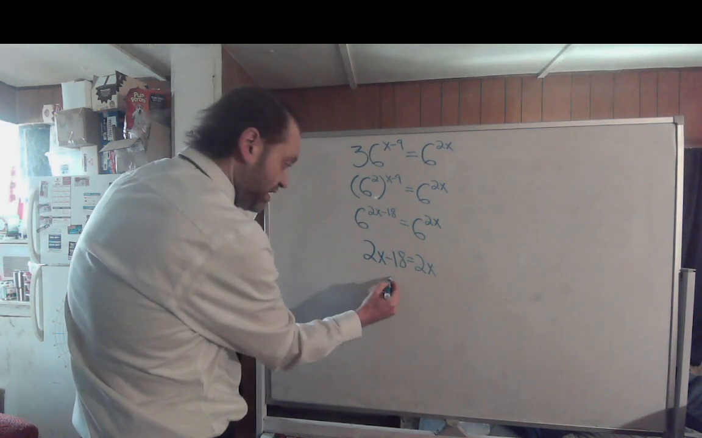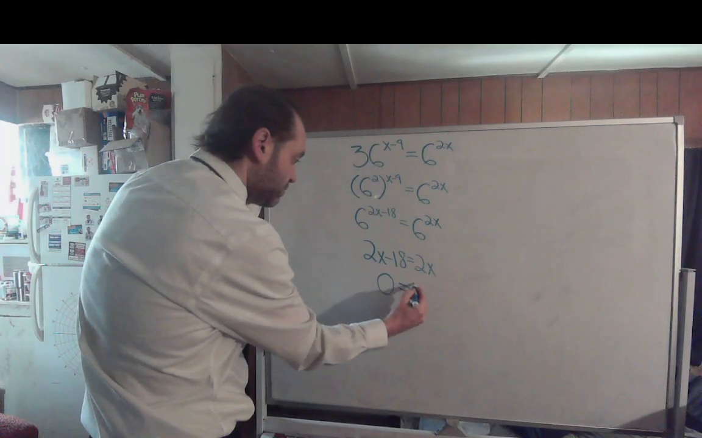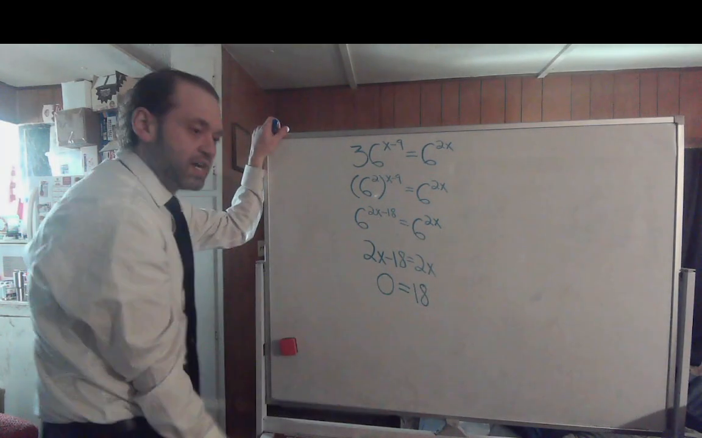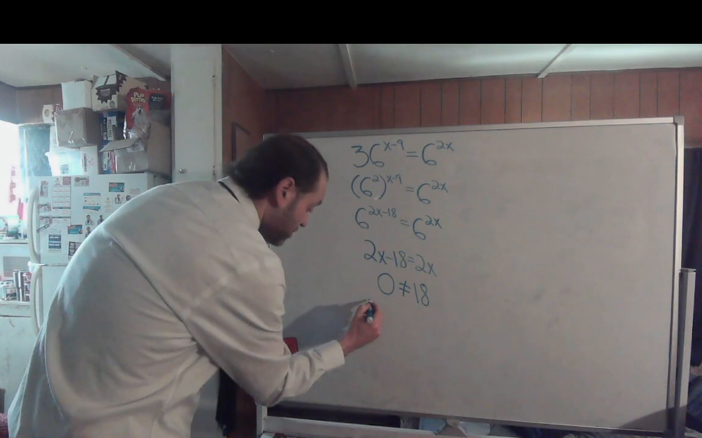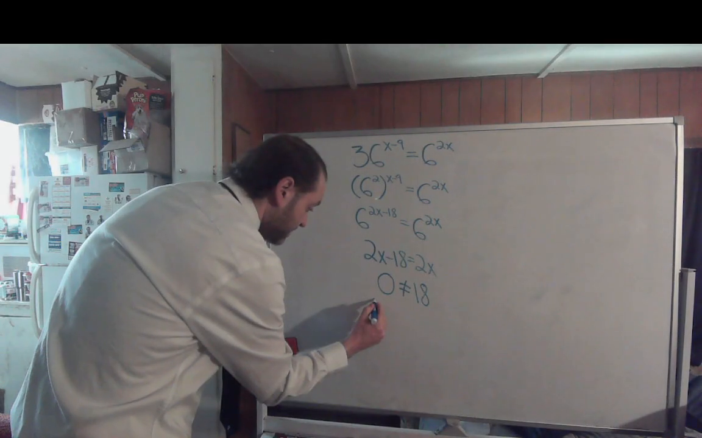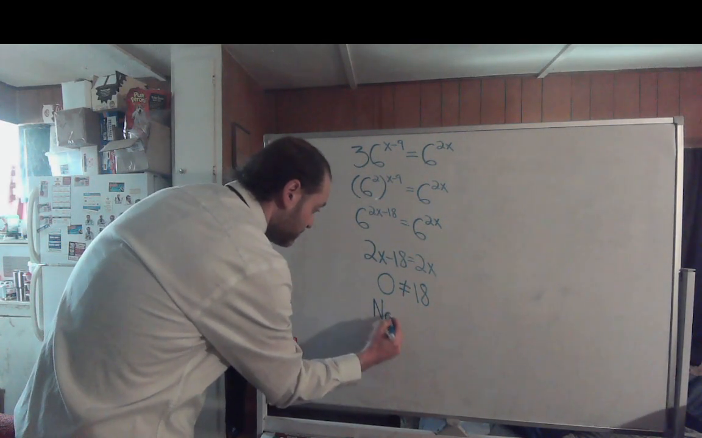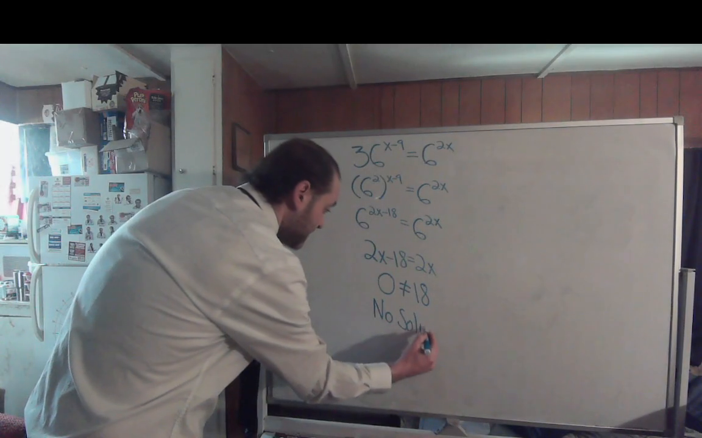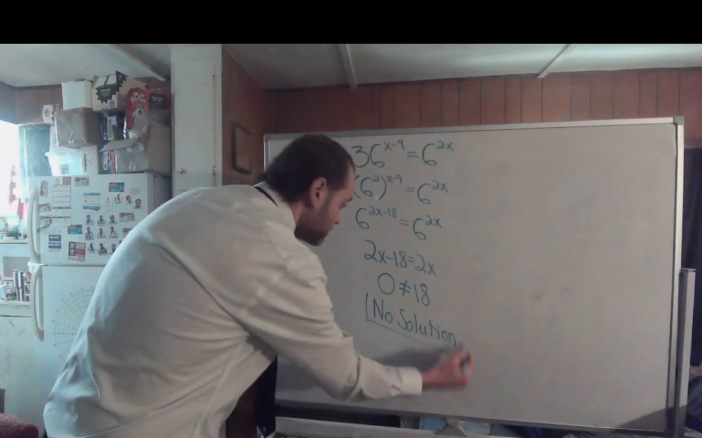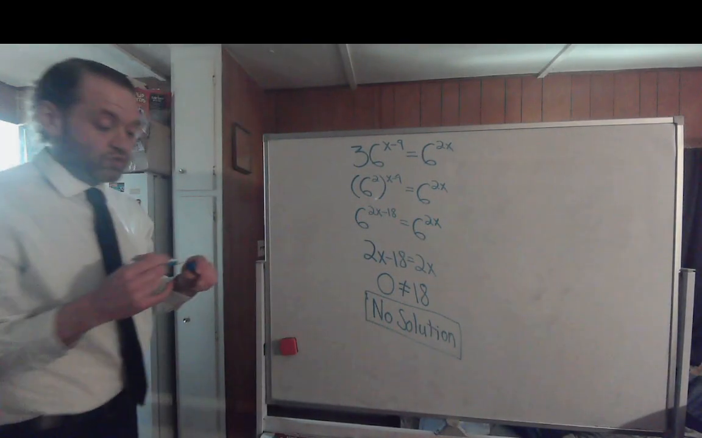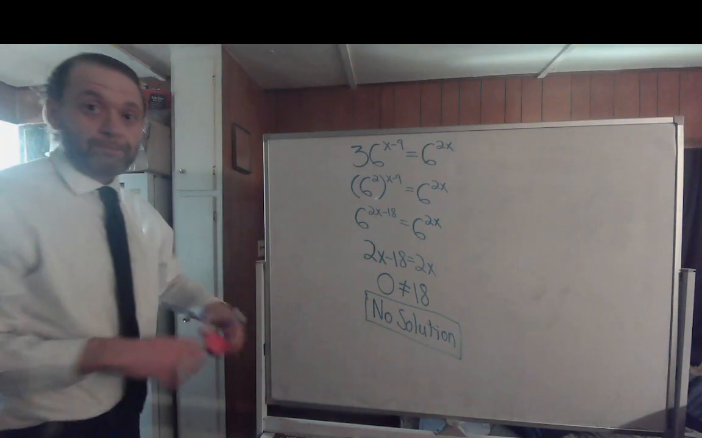But then you would get a false statement that 0 equals 18, which is not true. 0 never equals 18. So if you get a false statement like that, that means there's no solution. In this case, there is actually no solution to x that would make these equal. So the answer to this one is there's no solution.